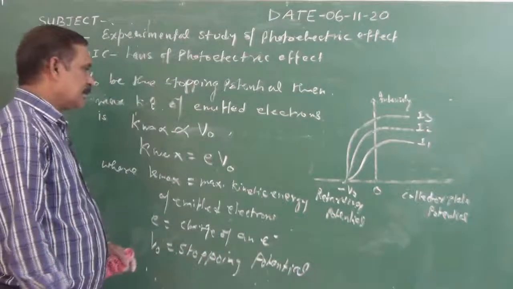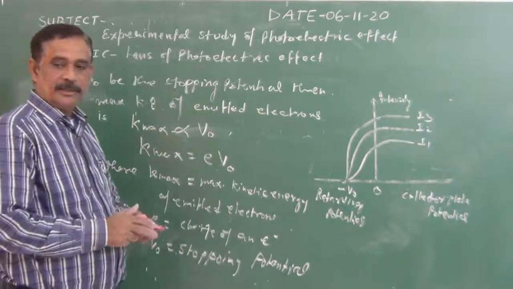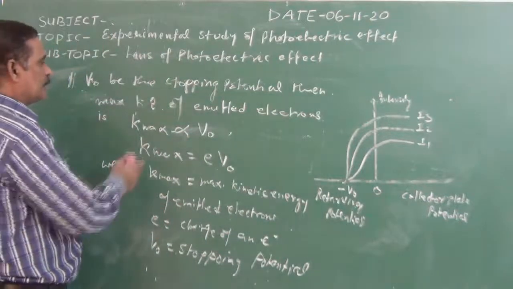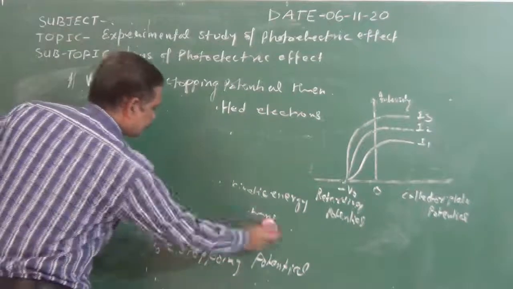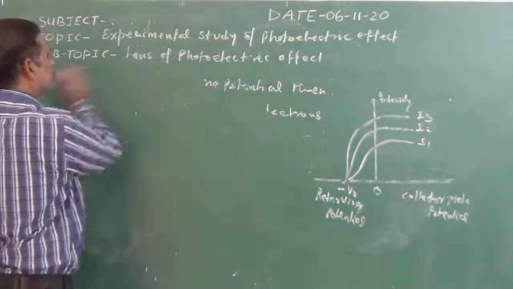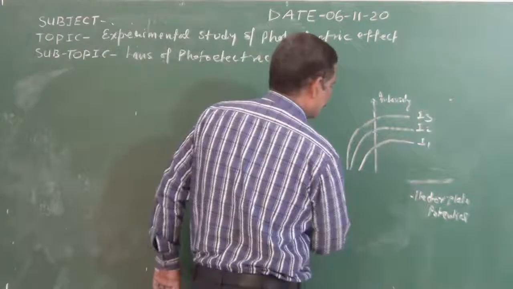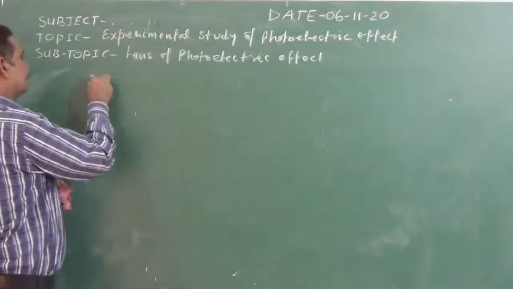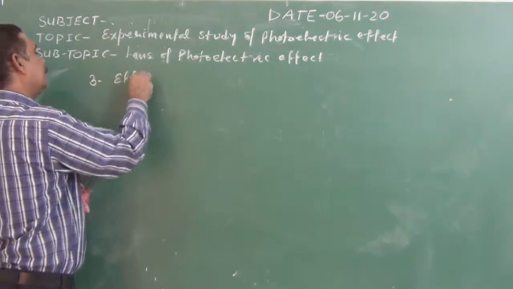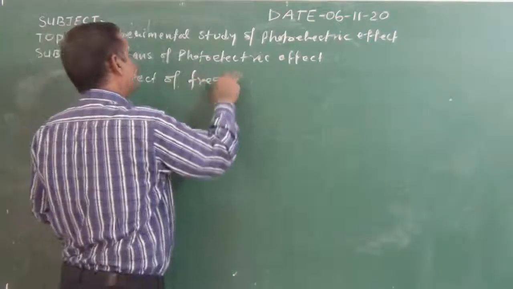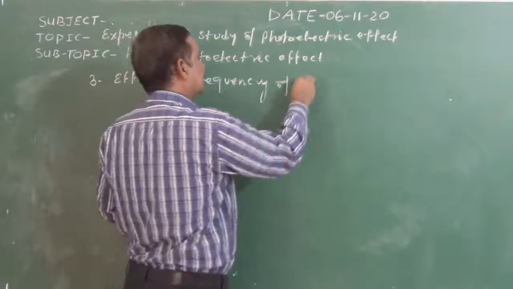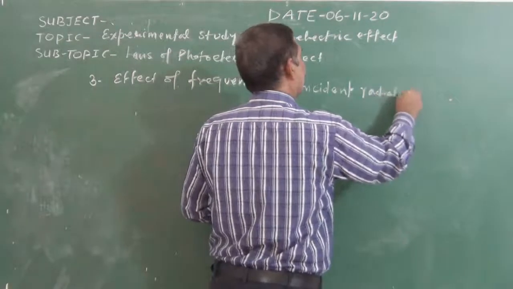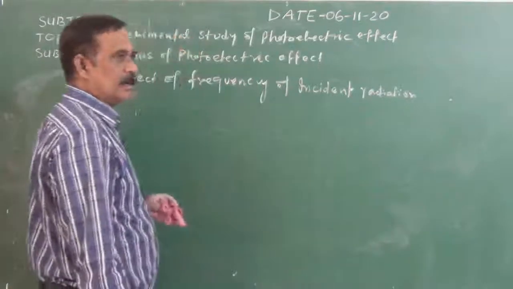At this stopping potential, the photocurrent becomes zero. Now the third law, effect of frequency of incident radiation on stopping potential.